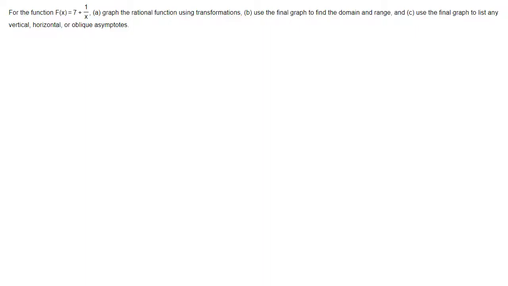Hello, this problem is asking us for the function f of x is equal to 7 plus 1 over x. It says A, graph the rational function using transformations, and then use the graph to find the domain and range, and then use the graph to list any vertical, horizontal, or oblique asymptotes.